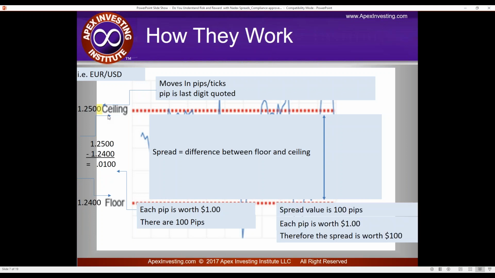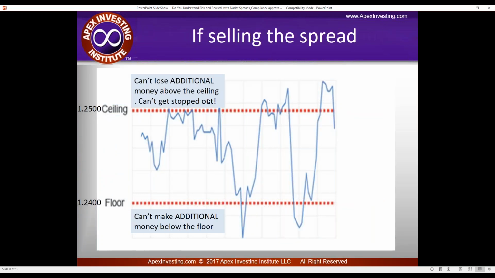Okay, so quick example, if we were selling a spread here, which means we thought the market was going down. All right, remember I said it's kind of like a box. You're trading within the box. All right, the ceiling and the floor cap your risk and your profit. So let's say that we were selling a spread, all right, and we were correct, the market does go down.